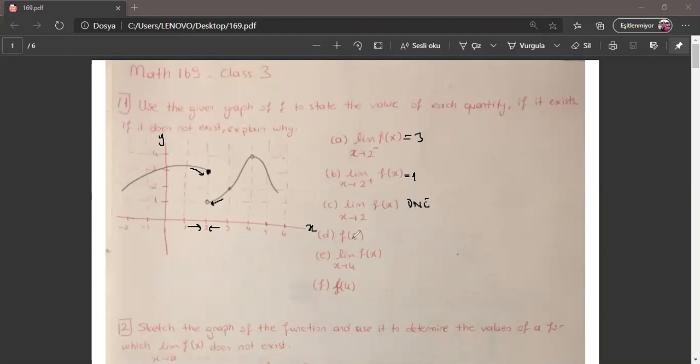So what about f of 2? Here we have the empty dot, and here we have the dot, right? So it's defined at 2, and it's 3. What about this one? To evaluate this limit, we need to compute the left and right hand side limits of f.